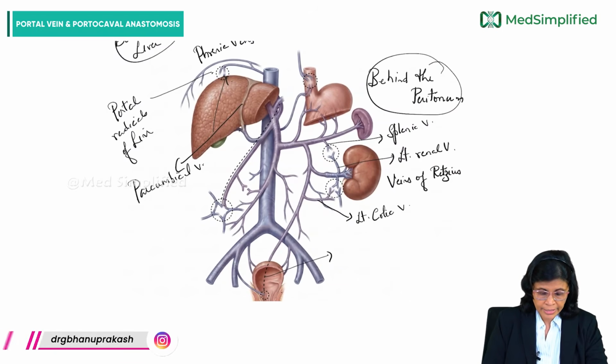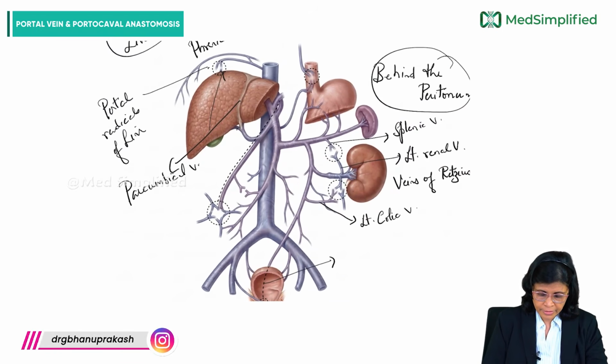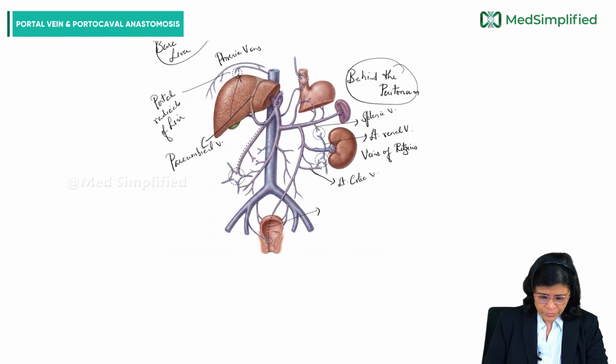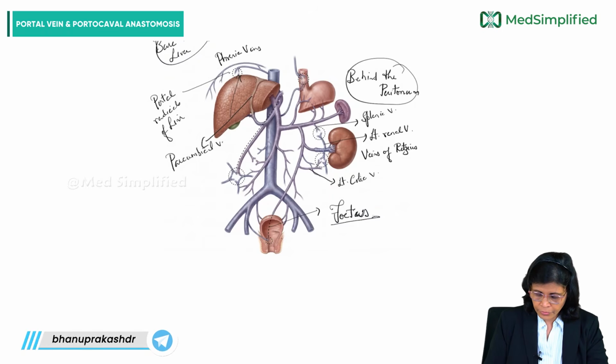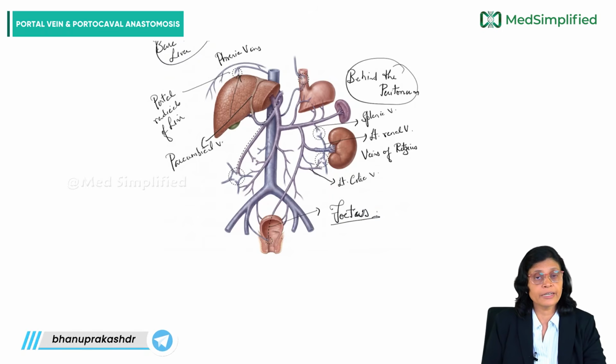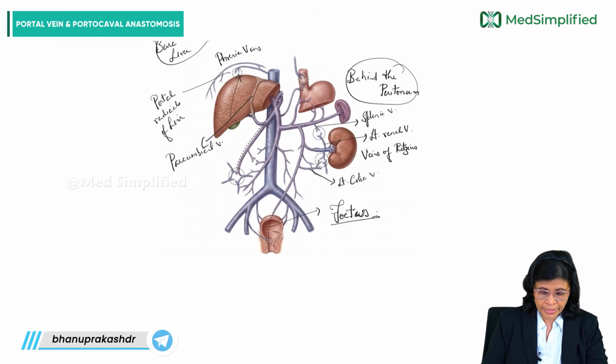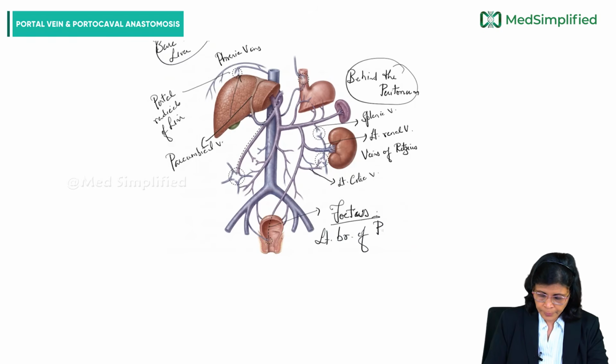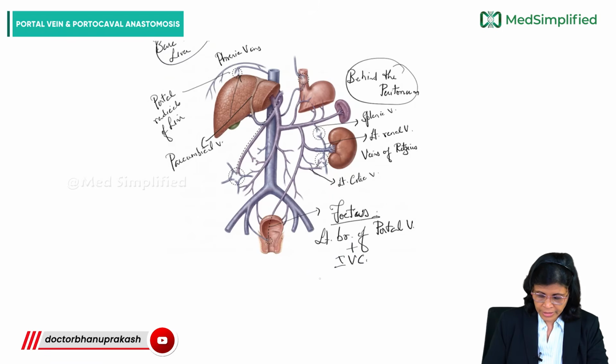This is one more site, and in the fetus we can see the portocaval anastomosis in fetal life. This is one thing which you need to keep in mind: we see this only in fetal life. So where do we see that? That is in the fissure for the ligamentum venosum. At the fissure for the ligamentum venosum, what happens? The left branch of the portal vein communicates with the inferior vena cava through the ductus venosus.